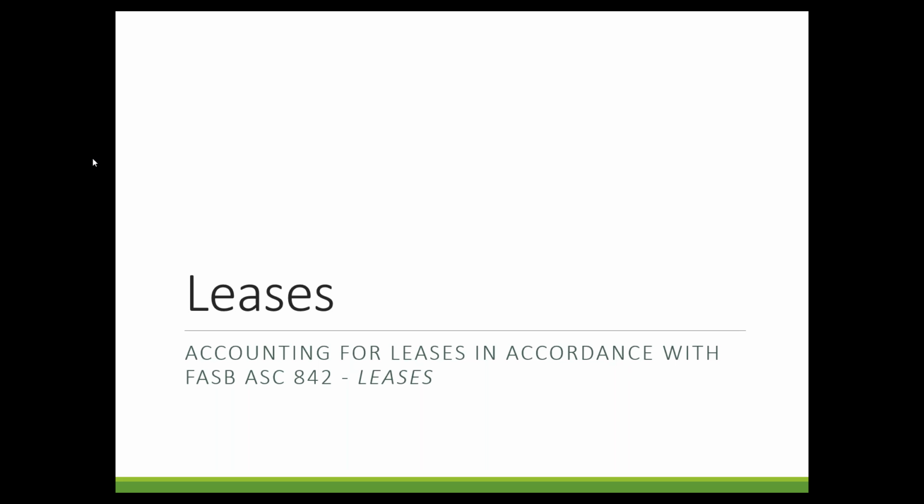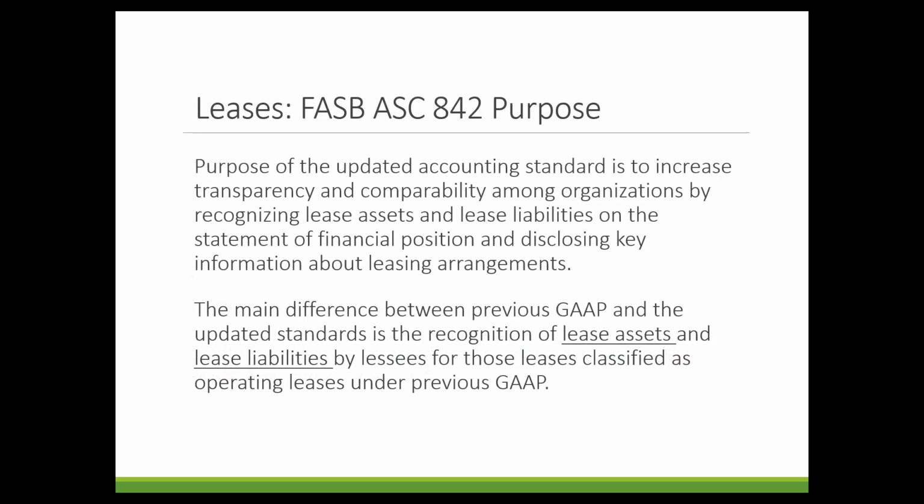All right, thanks, Aaron. So I'm going to be talking about FASB ASC 842 leases. And to start, I'm just going to go over why was there this change? What is the purpose of this new standard? And the purpose of the updated accounting standard is to increase transparency and comparability among organizations by recognizing lease assets and lease liabilities on the statement of financial position and disclosing key information about leasing agreements.